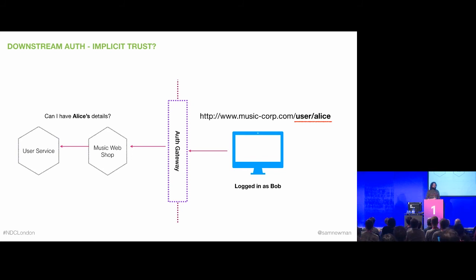And the user service says, you're the web shop. You wouldn't do anything that you shouldn't be able to do, would you? I trust you. This is effectively implicit trust at this point, right? And so back comes Alice's data. And Alice's data gets put into a nice page. And then what we've seen here is Bob accessing Alice's data.